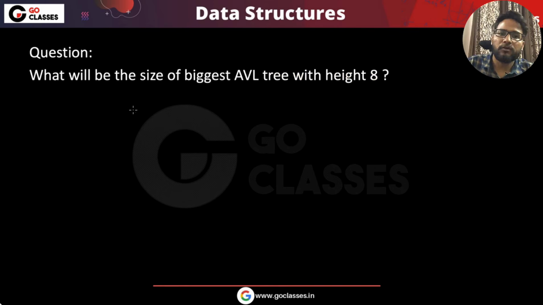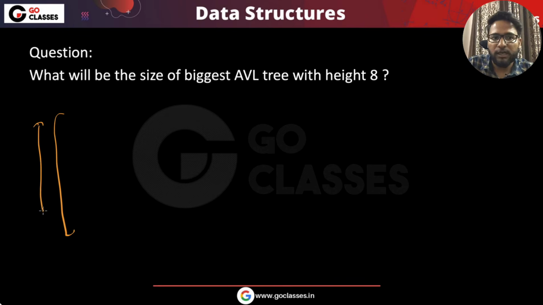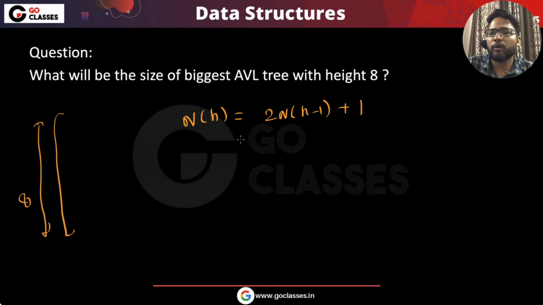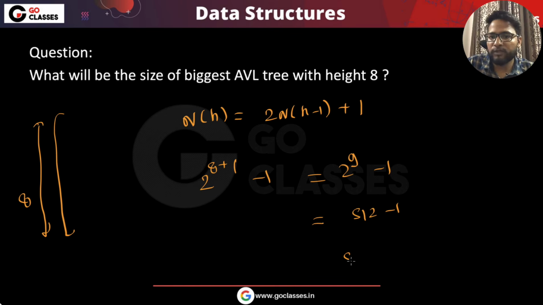Okay, let me solve this question. They are asking what will be the size of the biggest AVL tree for the height h, which means the height is fixed to be h, and you want more and more nodes, because they are saying the biggest AVL tree. So how to solve this question? You know the formula nh equal to 2 into nh minus 1 plus 1. Or you can directly apply the formula 2 power h plus 1 minus 1, which is 2 power 9 minus 1, which is 512 minus 1, which is 511, isn't it? 511 should be the correct answer.